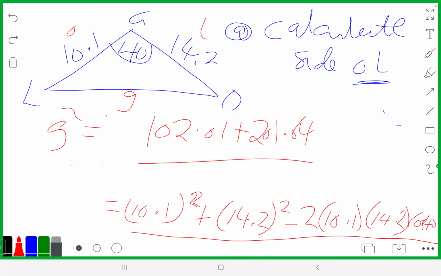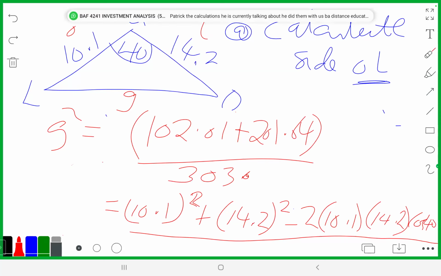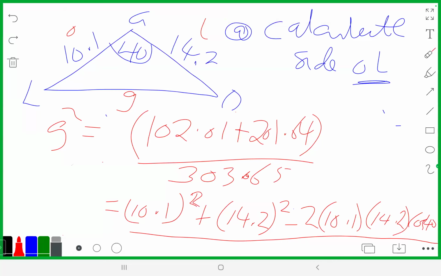You just add these two first before you can go ahead, because this is treated as one thing. I found 303.65. Yes, 303.65. Okay. So you can say now, minus it. Let's work out this one.